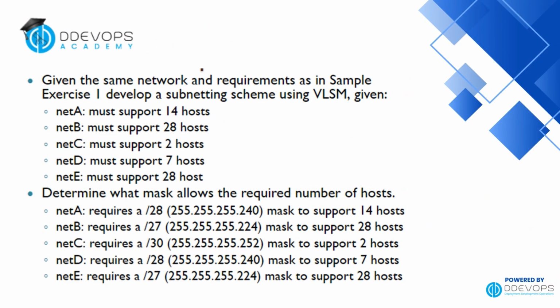In this exercise, we're designing a subnetting scheme using variable length subnet masking, or VLSM. Each network has specific host requirements. For example, Net A supports 14 hosts using a /28 mask, Net B and Net E support 28 hosts each with a /27 mask, while smaller networks like Net C and Net D use /30 and /28 masks respectively. This efficient allocation ensures that each subnet has just the right number of IP addresses without wasting any.